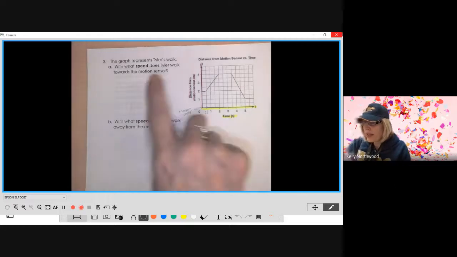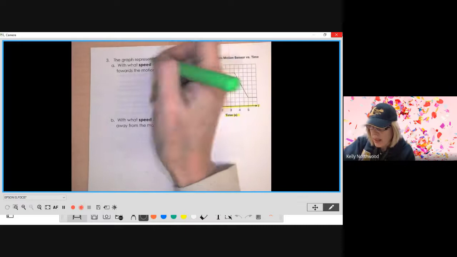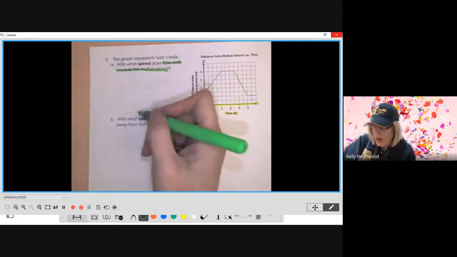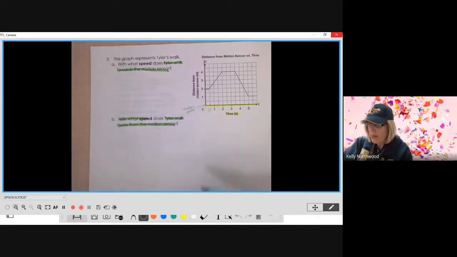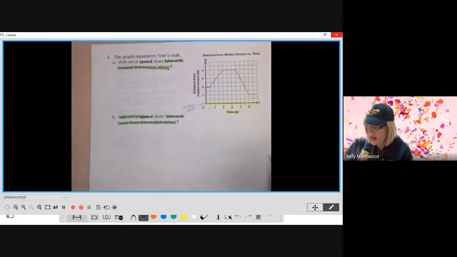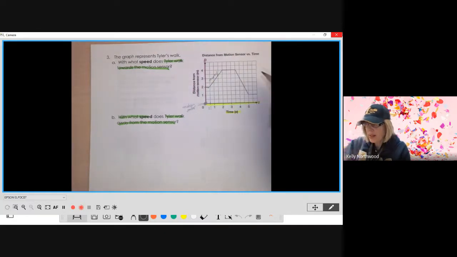And then here, if we read the question, it says, with what speed does Tyler walk towards the motion sensor? And then with what speed does Tyler walk away from the motion sensor? So remember, the motion sensor is down here. So here, he's getting further away from the motion sensor. He started 2 meters away and he ends up 4 meters away. Here he starts off 4 meters away and ends up only 1 meter away. So here he's walking towards it.